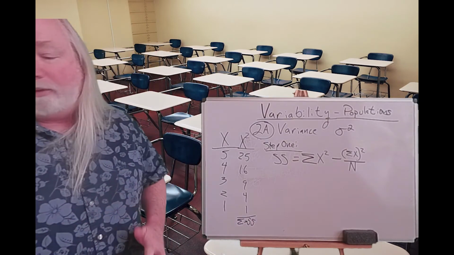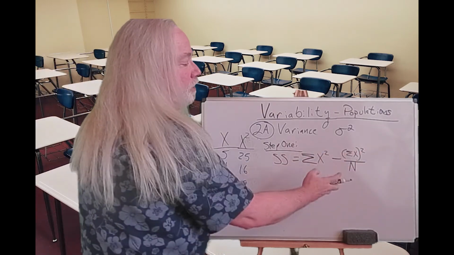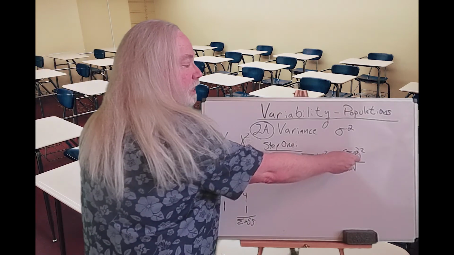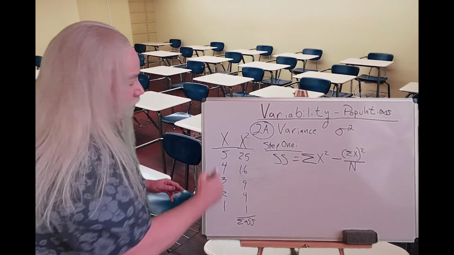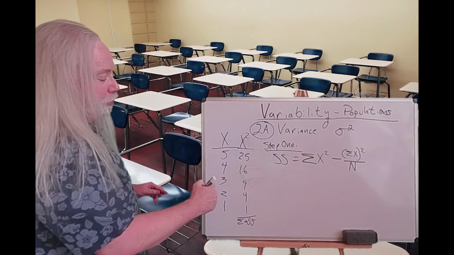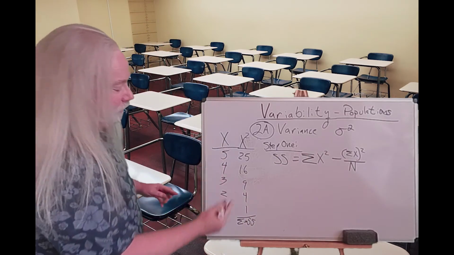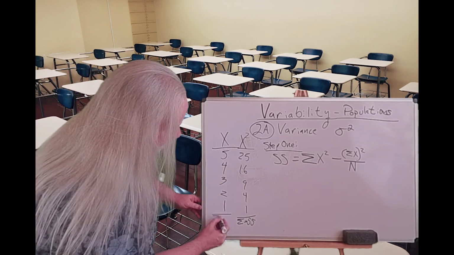Now, let's look on the other side. And on the numerator, it says add up all your raw scores and then square that summation. So 5 plus 4 plus 3 plus 2 plus 1: 5, 10, 15. So this is 15.